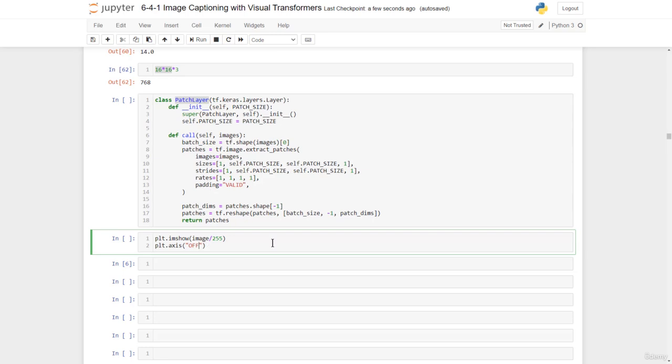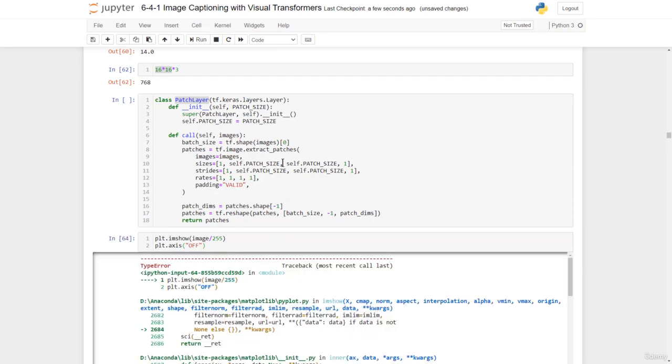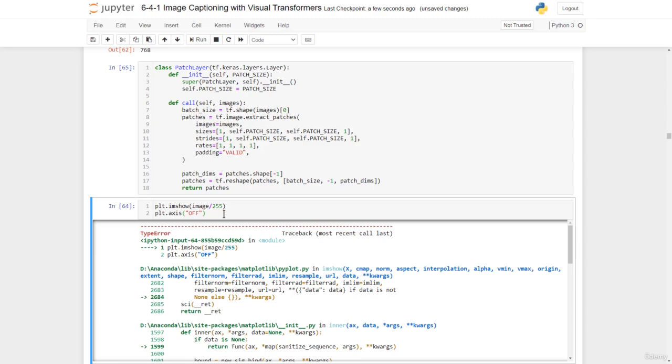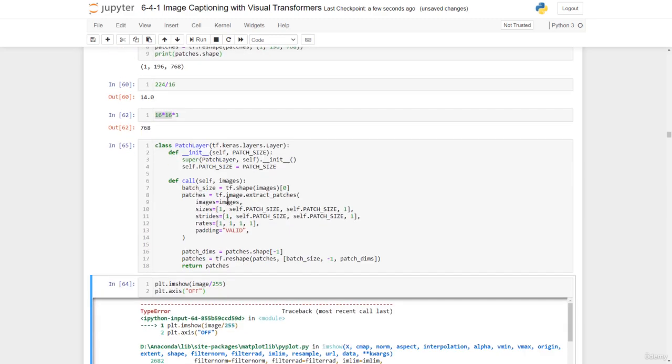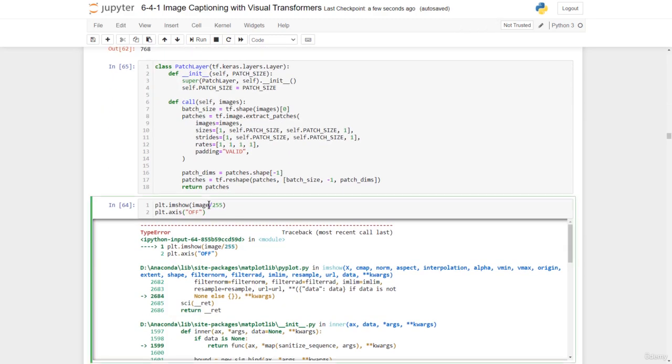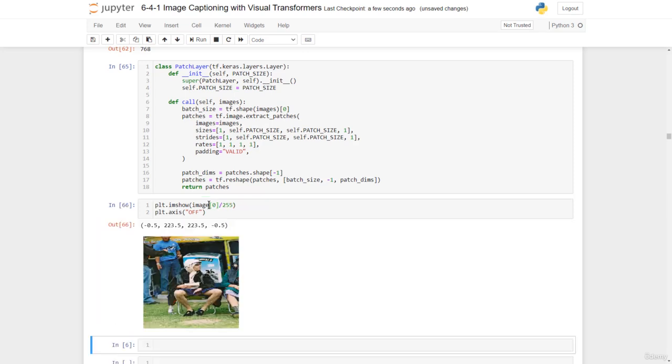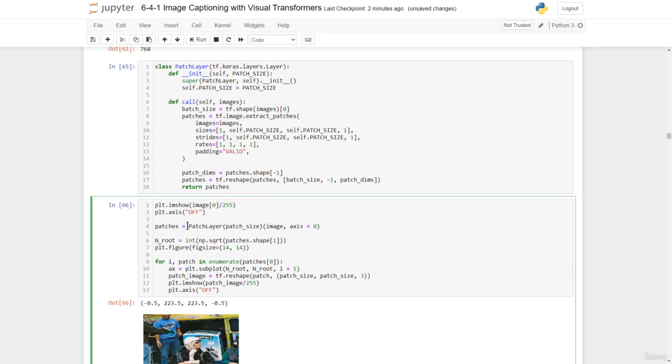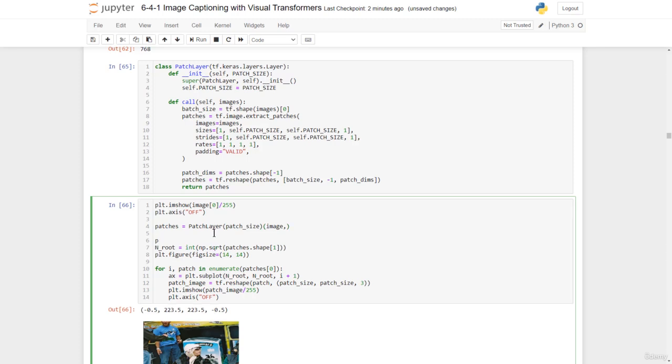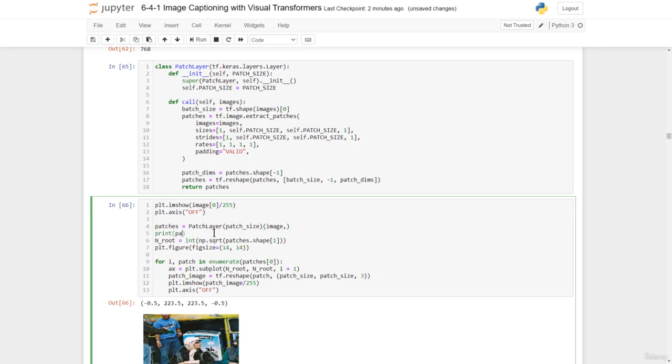Let's start by showing the image. We haven't run this yet. Run this. We have our image. Now the dimension doesn't match because we have to take off the batch dimension, so run that, and there we go. Here's our image right here. We call on this patch layer by passing this image. Okay, so once we have this set already, we can now print out the patch shape.